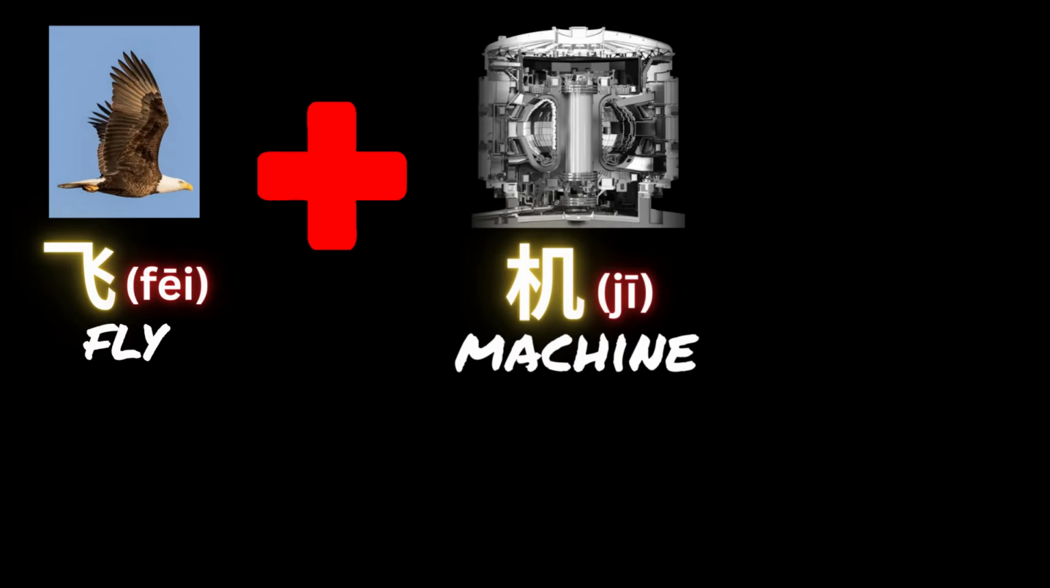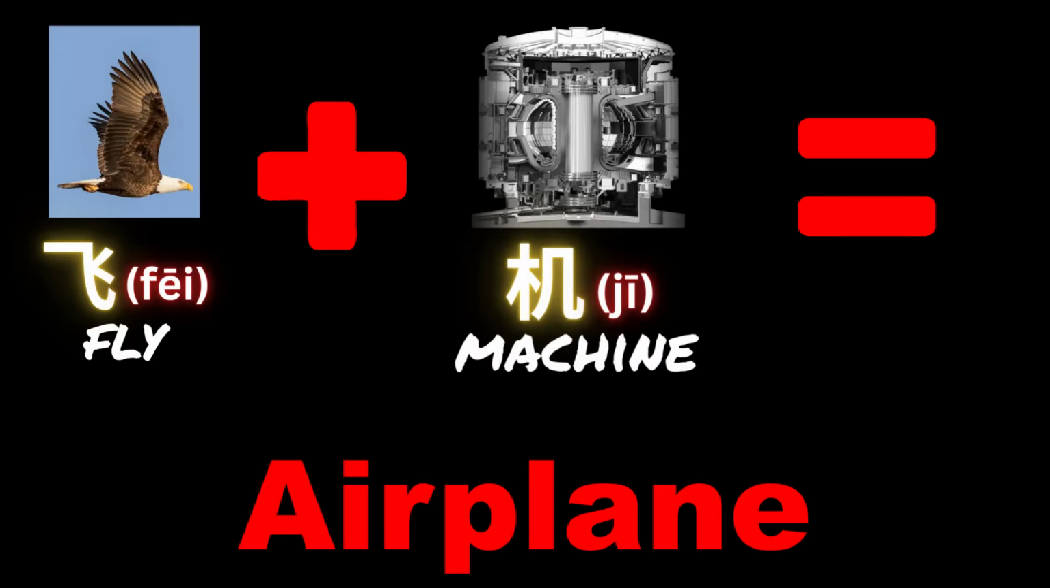Let's try another one. What would 飞机 mean? That's fei, or fly. There's that same character as the last one, ji, which means machine. So fly machine. What do you think that would be? If you said airplane, then you'd be correct. 飞机 means airplane.